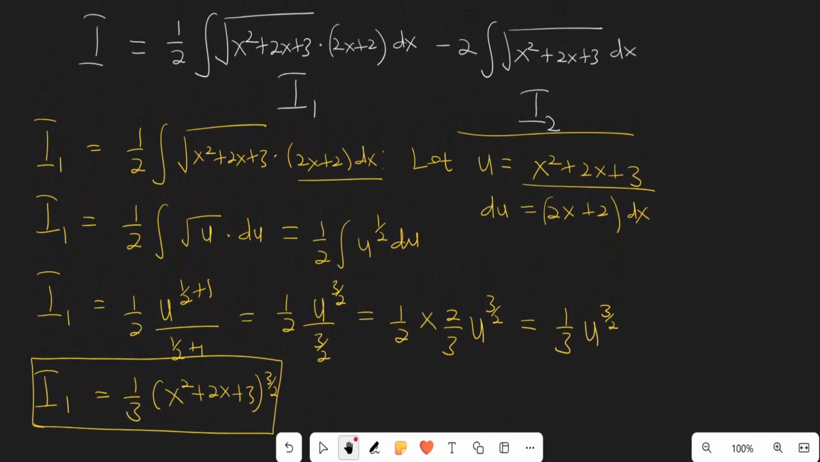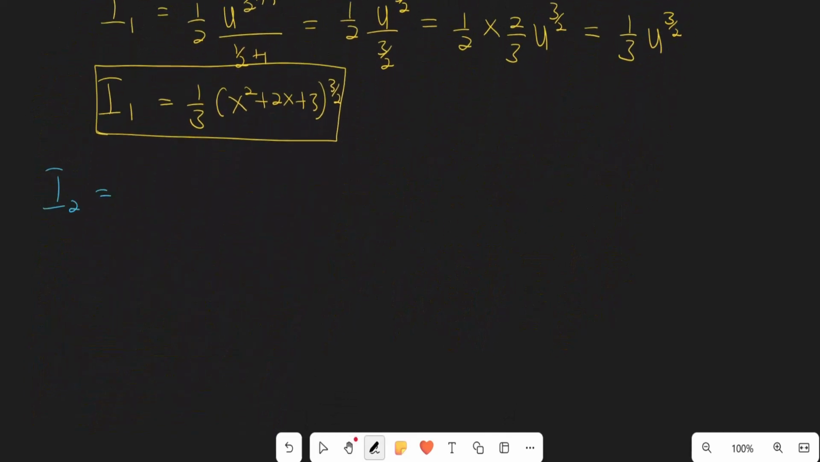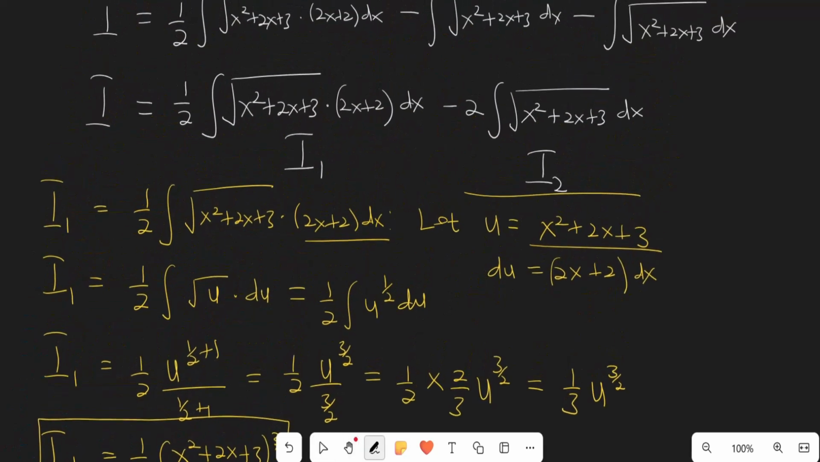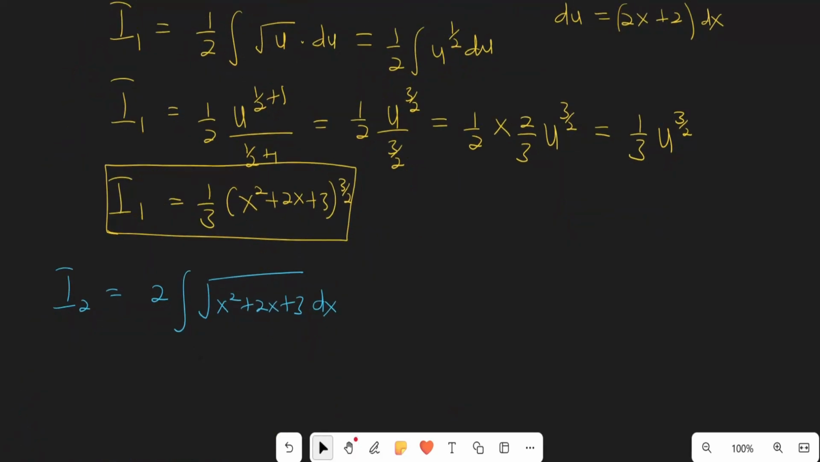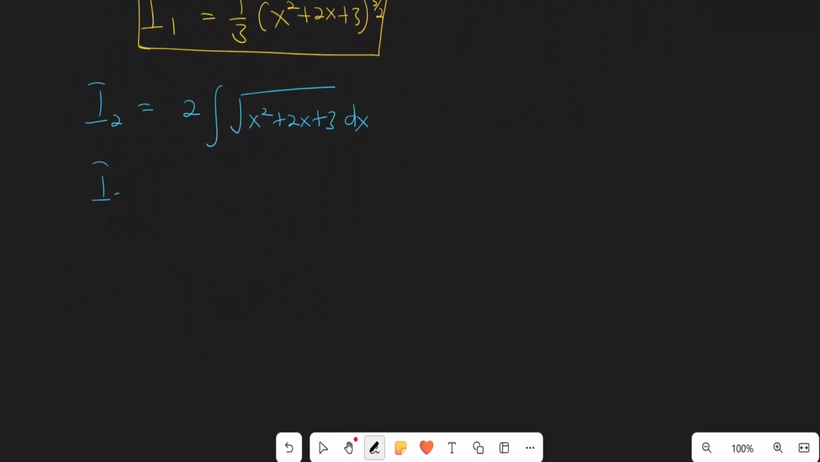So the second one is 2 times I2, which is 2 times the integral of the square root of x squared plus 2x plus 3 dx. That is the second one here. Now let's deal with this one. We can complete the square, and it's very easy to complete the square here. This is 2 times the integral of the square root. What is inside the square root can be written as x plus 1 squared plus 2 dx. Because x plus 1 squared, when you FOIL that, you get x squared plus 2x plus 1. Then you add 2, and you have x squared plus 2x plus 3. So that is what we have here.